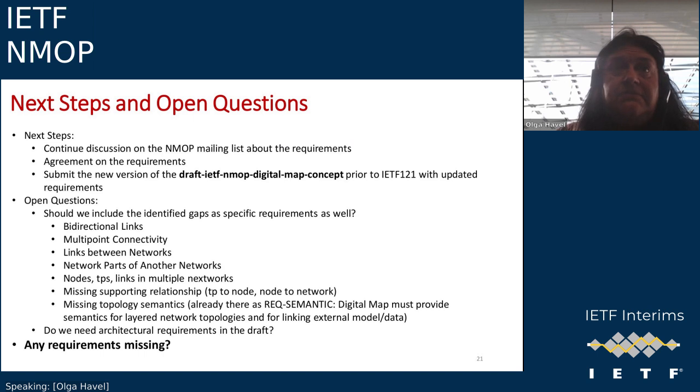So these are the next steps quickly: to continue discussions, get agreement, submit a new version. Also, there are some gaps that we identified during the POC, and maybe we should add them as specific requirements on top of the existing ones. The gaps I think are missing semantics, we already have that one, and missing supporting relation may be part of the missing semantics. But maybe some things like bidirectional, multi-point, cross-domain, partitioning, maybe they could be separate additional requirements. And are there any other requirements missing?